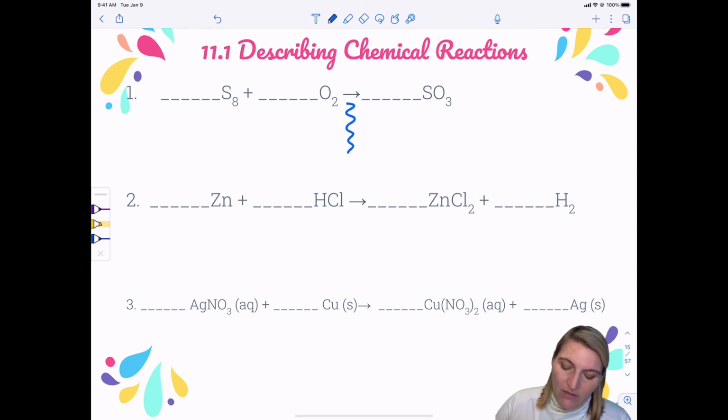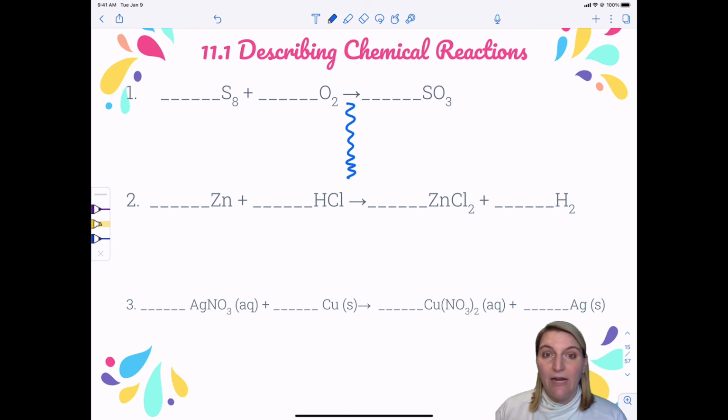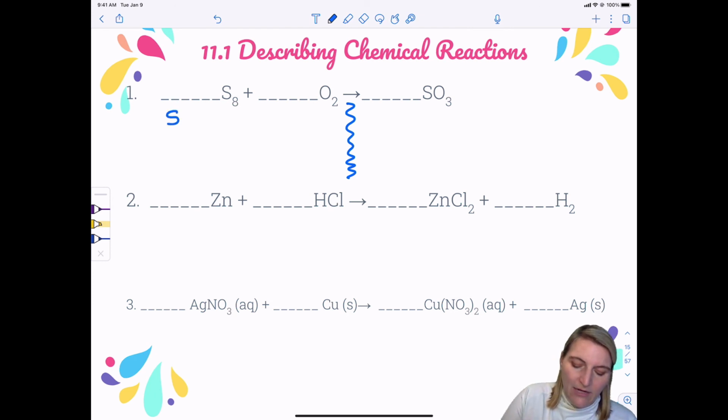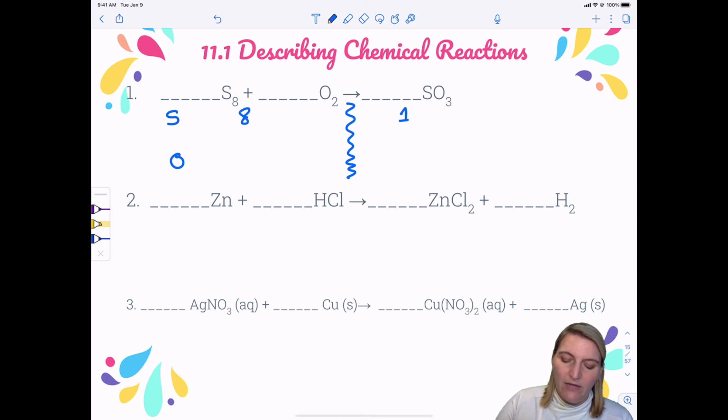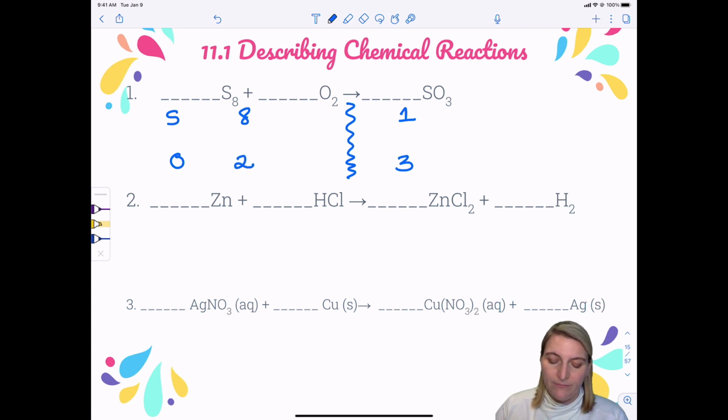So the first thing I'm going to do is draw a little line under the arrow to separate the reactants from the products. And then, like I said, take an element inventory. How many atoms of each element are there? On the left-hand side, there's 8 sulfur. On the right-hand side, there's 1 sulfur. On the left-hand side, there's 2 oxygen. On the right-hand side, there's 3 oxygen.